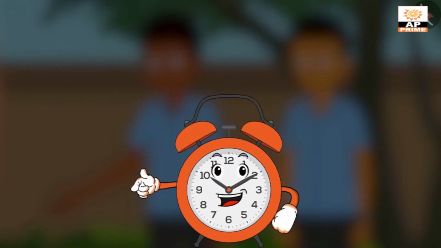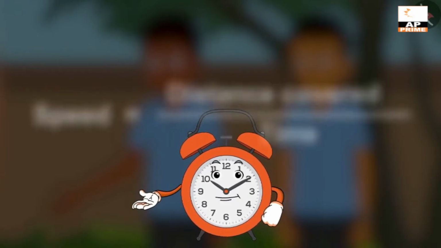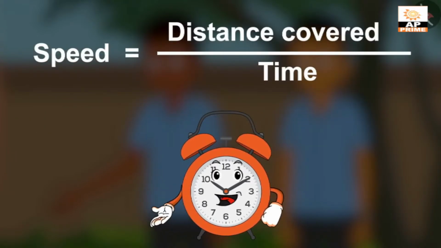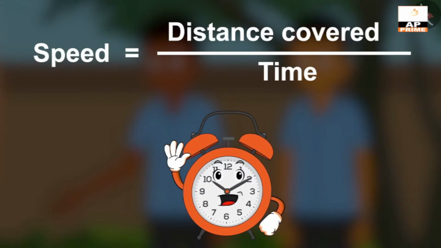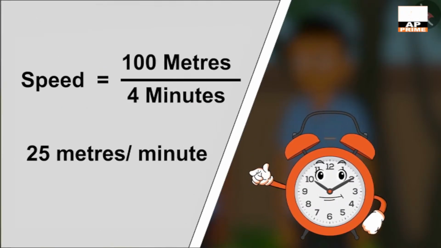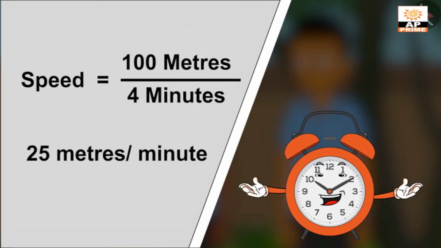Therefore, you can find out the speed of a vehicle by finding out the distance it covered and the time taken to cover that distance. Therefore, speed is equal to distance divided by time. So if Shyam and Ram covered a distance of 100 meter in 4 minutes, then what was their speed?